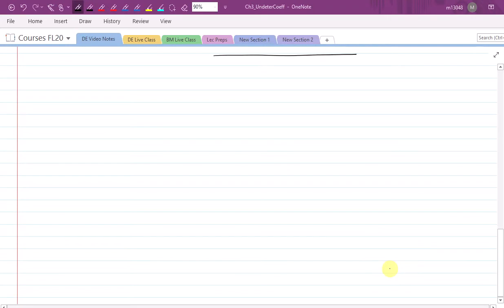Our next example is y double prime minus 10y prime plus 25y equals 30x plus 3. So once again, for yc, as the equation is non-homogeneous, it has two parts.